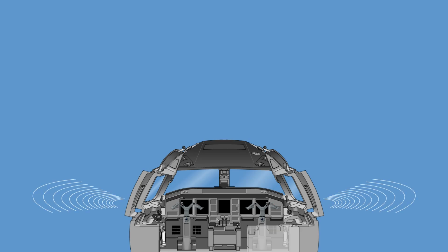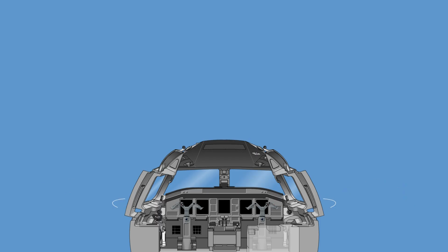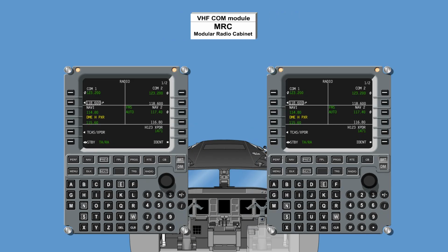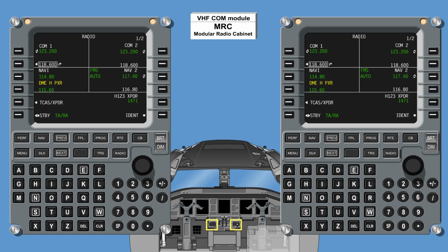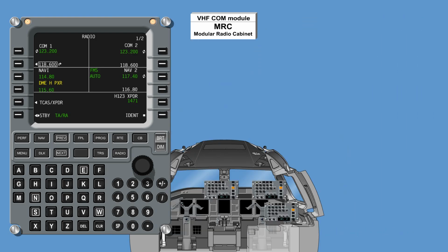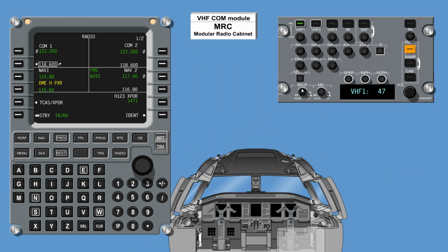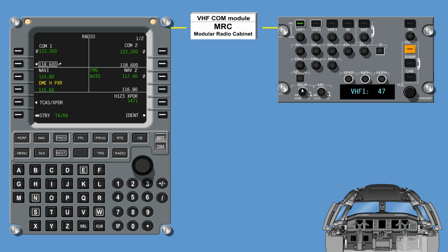Air-to-air and air-to-ground radio communication is established by the flight crew via two VHF COM modules. They are located in the modular radio cabinets. Two MCDUs and three audio control panels provide channel selection in the MRC via the MAU.